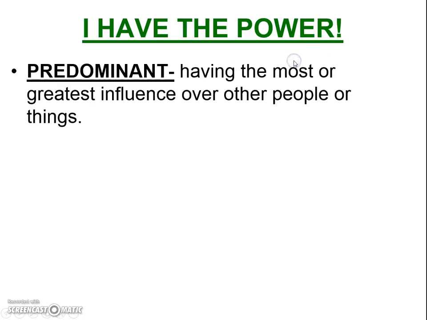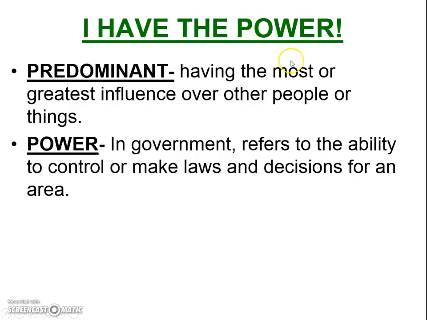Before we get started, there's a couple of vocabulary terms that we need to review as it relates to government power structures. Those two words are predominant and power. Predominant means having the most or greatest influence over other people or things. The reason why I brought the word predominant here is that as I'm explaining the three different types of government, understanding the word predominant is going to be important as we distinguish between the three of them. And power refers to, in government, the ability to control or make laws and decisions for a certain area.